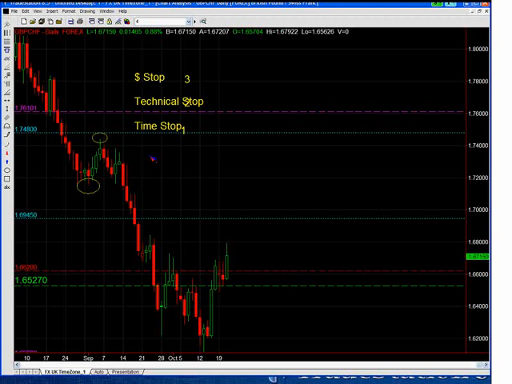Last but not least is the money stop. I want to risk $100. I want to risk $200. I want to risk $300. That is the weakest of all stops, because it has no technical reference.